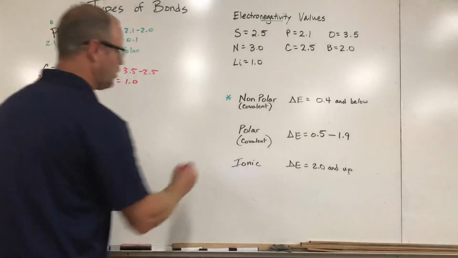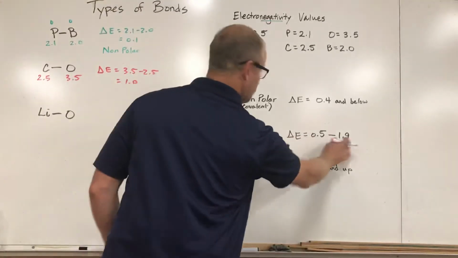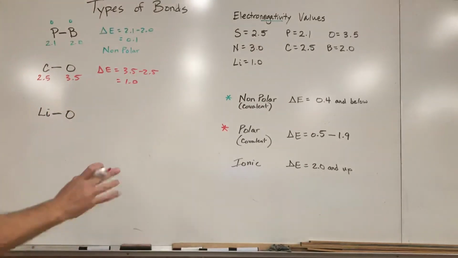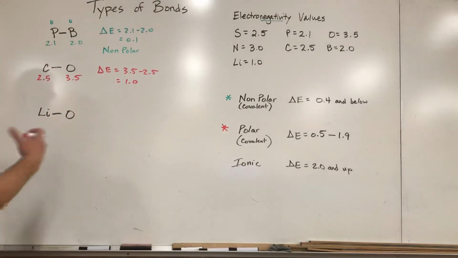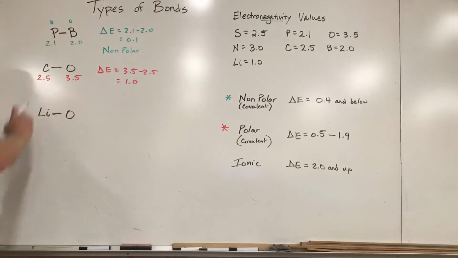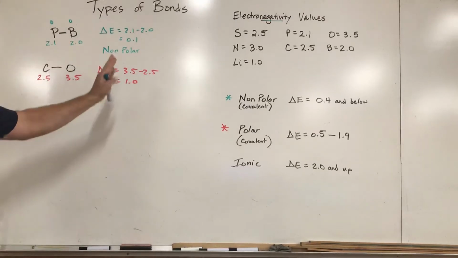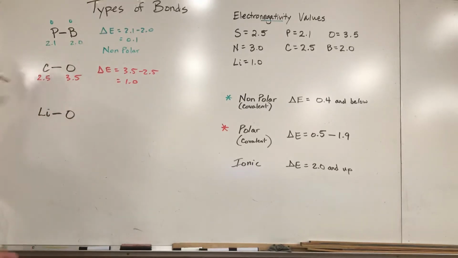Now 1.0 puts me in this category right here. Okay, it's between 0.5 and 1.9. That means there is enough of a difference to be able to tell. Oxygen is substantially stronger than carbon, so it's going to hog the electrons. It's not strong enough to just rip the electrons away from carbon, but it keeps them more of the time. So they spend more time on this side of the molecule than they do on this side of the molecule.